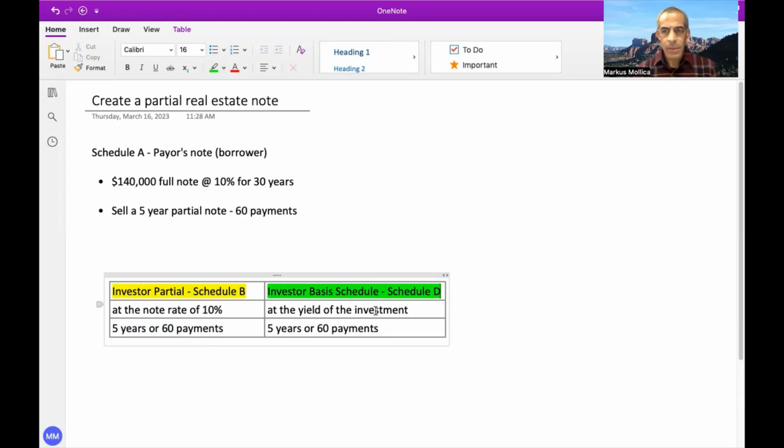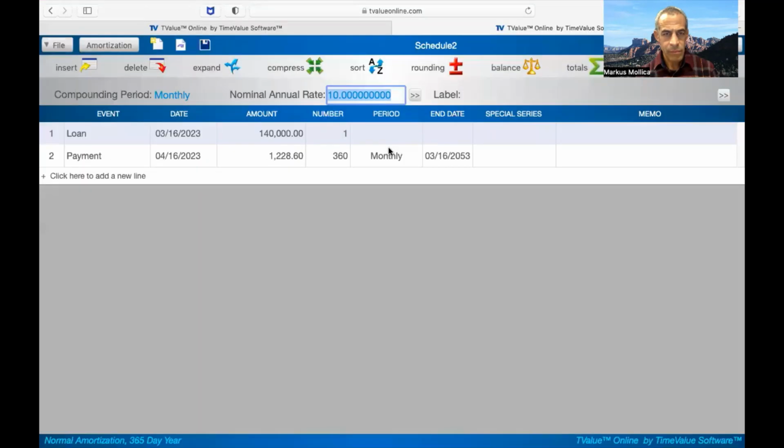All right, what I'm going to do is take you to my trusty T-Value amortization software to show you how I create these amortization schedules. So I've got this laid out for you here as Schedule A here at the 10%. Basically the way I do this, in T-Value I can solve for any variable. So I solve for my payment amount here, and I get the payment of $1,228.60. So that is Schedule A.